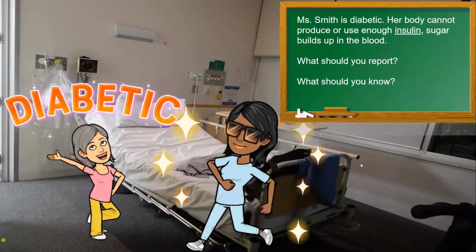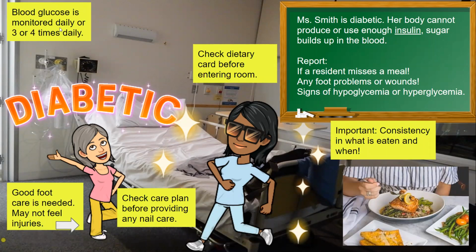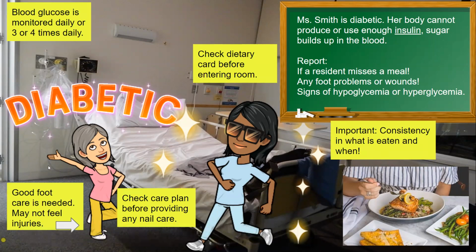Our next resident is Miss Smith. Miss Smith is diabetic. Her body cannot produce or use enough insulin, so sugar builds up in the blood. When working with a diabetic resident, what should you report and what should you know? Here are a few important things to remember. Blood glucose is monitored. It may be monitored daily, or it may be monitored 3 or 4 times a day, depending on the resident. Good foot care is needed. The resident may not feel injuries on the feet.